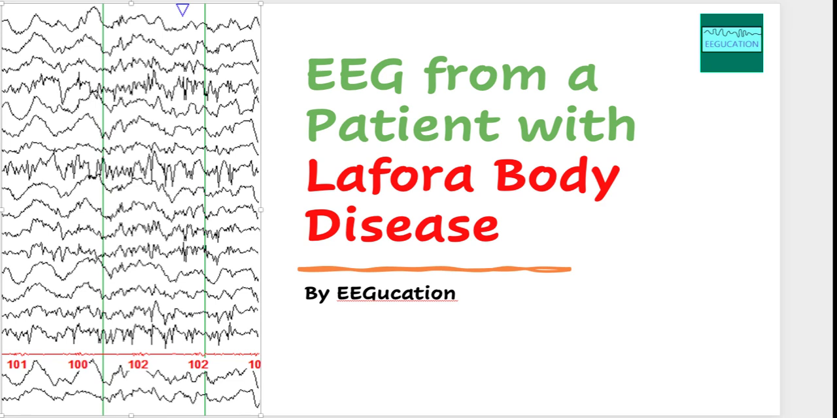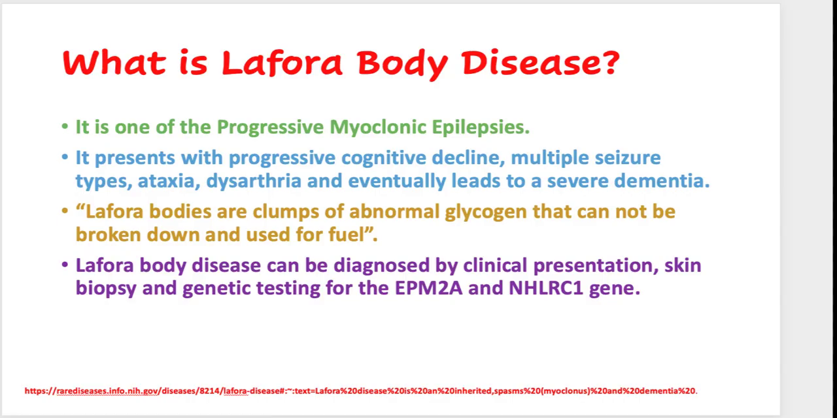Today we will review an EEG from a patient with Lafora body disease. So the first question is, what is Lafora body disease? This is one of the progressive myoclonic epilepsies. It presents typically in late childhood around 15 or 16 years of age. It starts with cognitive decline, and then you start seeing multiple seizure types.